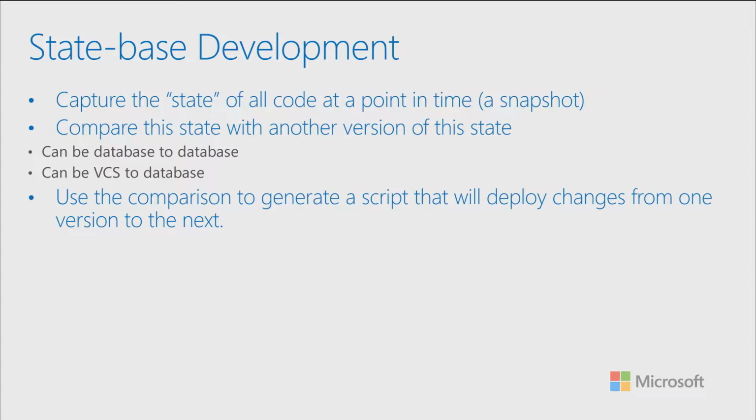Typically, what happens is we do this in development. We do a number of changes. We perform a comparison with our version control system. We store those changes. Then we take that version control system, we compare it to production or some other downstream environment. We generate a script that will transform the downstream environment so that it looks just like our development or what's in version control. We create this script and we deploy it.